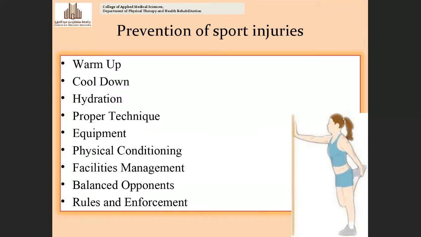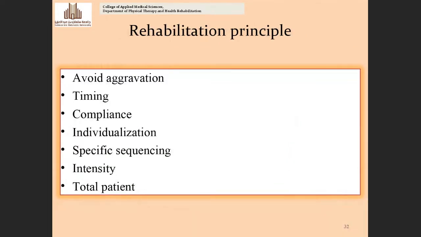Balanced opponents: they have to fight with equal opponents, so the opponent should be equal. That is balanced opponents. And rules and enforcement: they always have to follow the strict guidelines of the particular games. If you follow all these things, you can prevent a major part of the sports injuries.